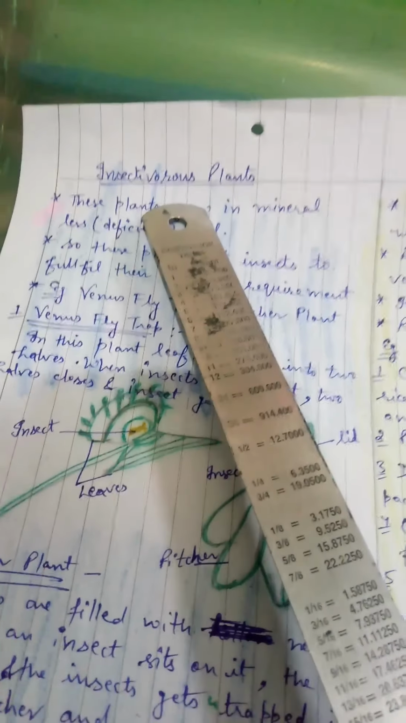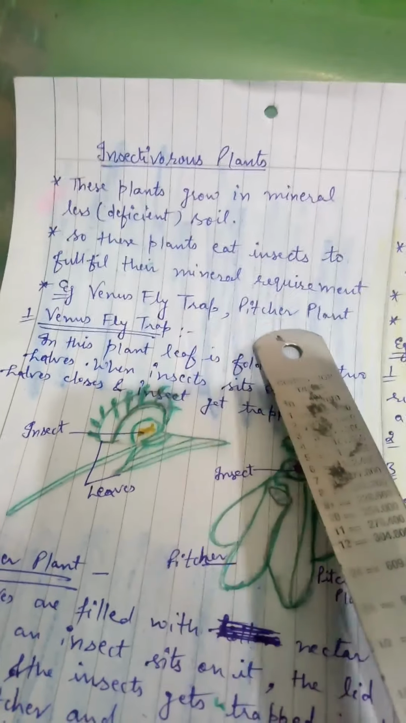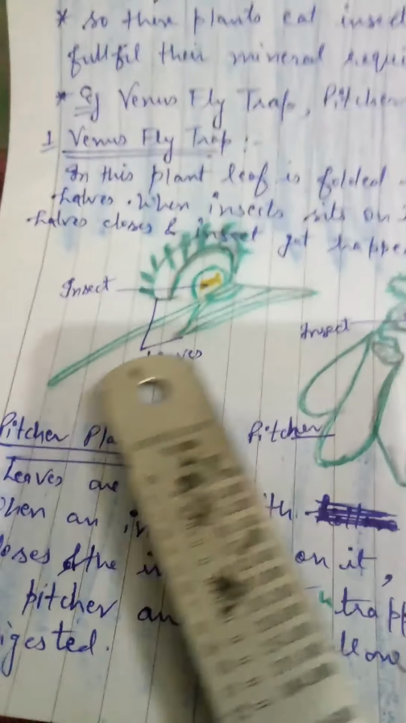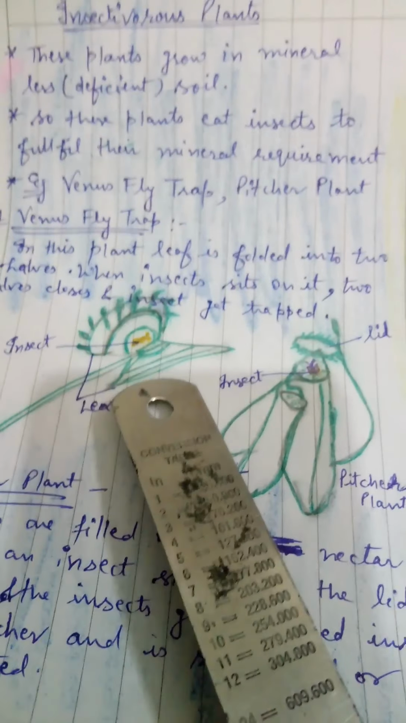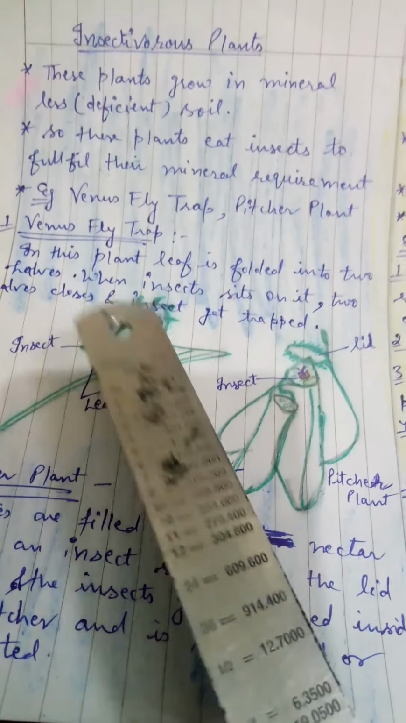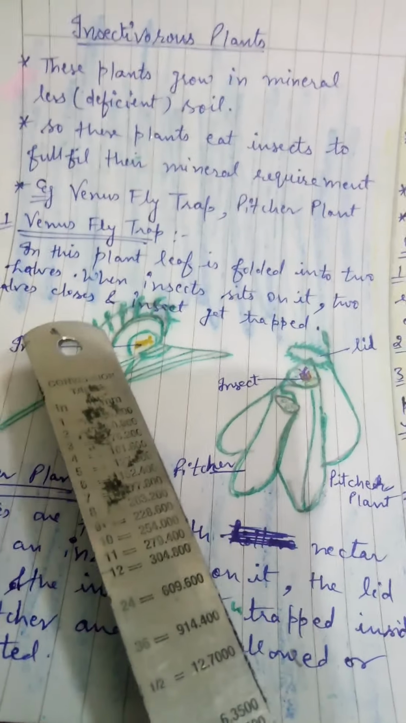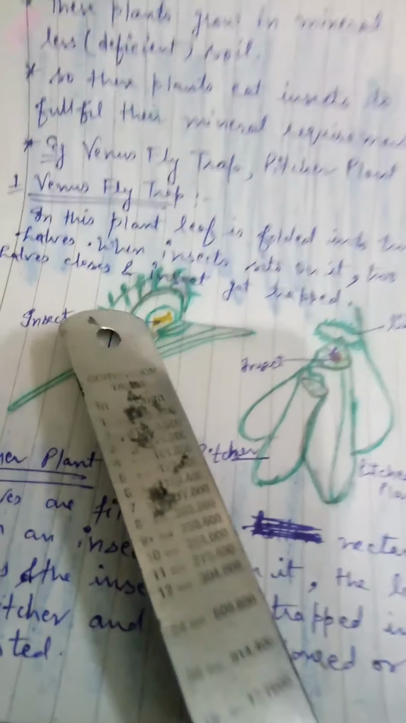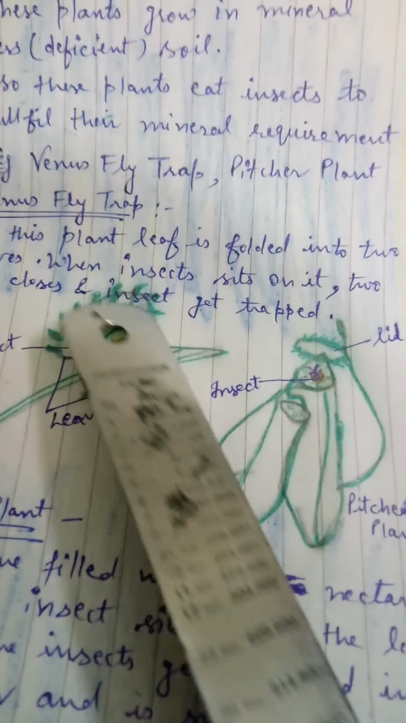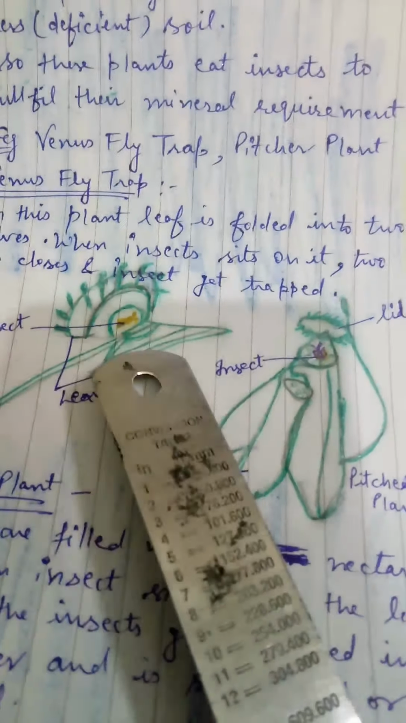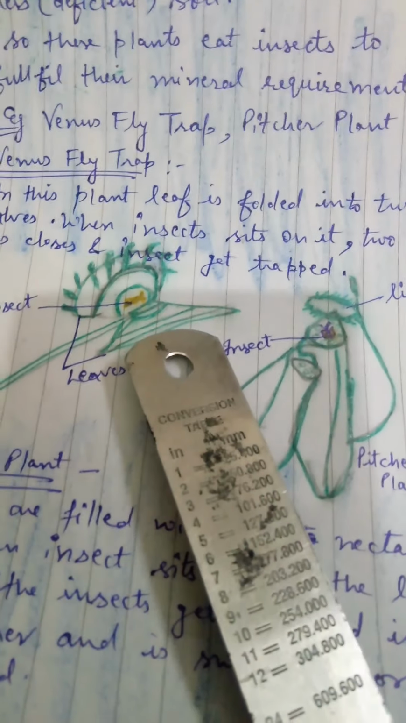So what are the examples of insectivorous plants? Venus flytrap and pitcher plant. I have drawn two pictures for you. This is Venus flytrap and this is the pitcher plant. You can see here Venus flytrap. Here you can see the two halves of the leaf. In this plant, the leaf is folded into two halves. This is the first half, this is the second half. When an insect sits on it, the two halves close. These two halves get closed and the insect gets trapped. When it is trapped, it is digested by the plant. It is eaten up by the plant.